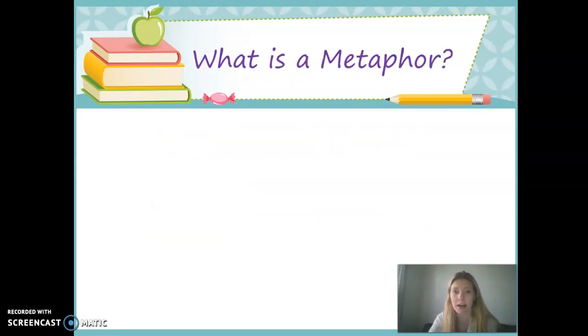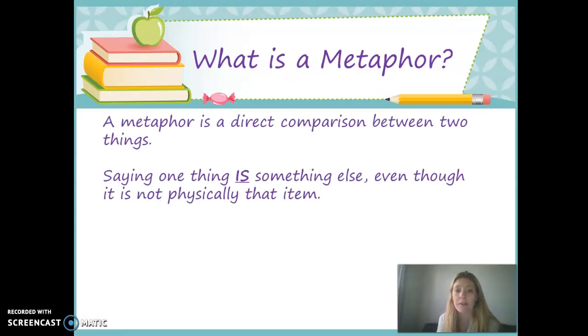What is a metaphor? A metaphor is a direct comparison between two things, saying one thing is something else, even though it is not physically that item. Examples. He's a star. When you say someone's a star, you're saying they're really good at something, not that they're physically or actually a star.